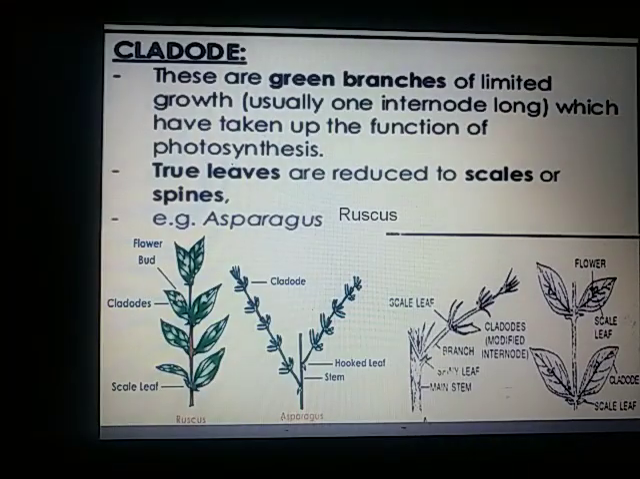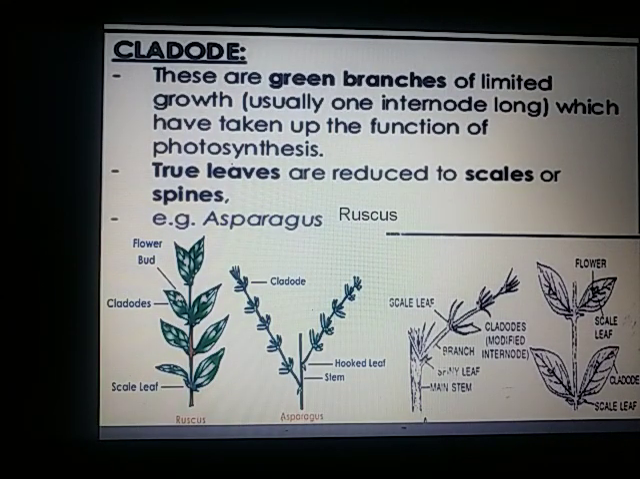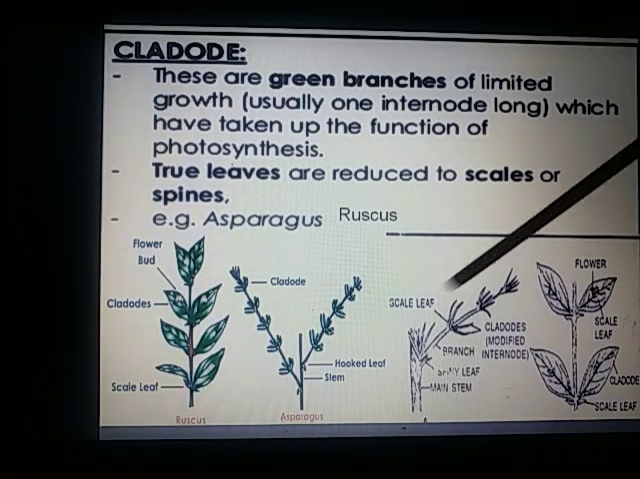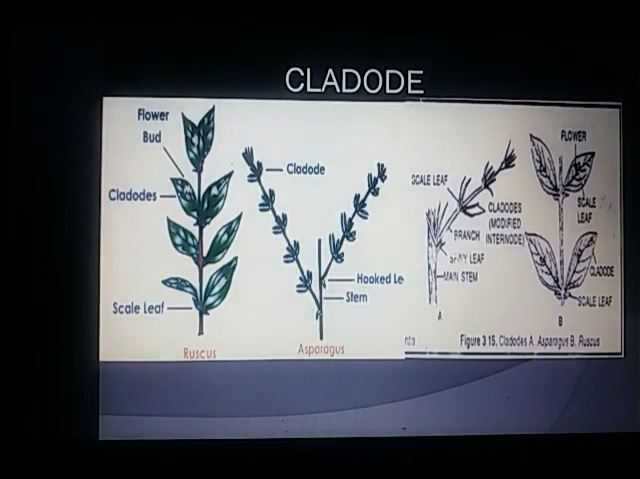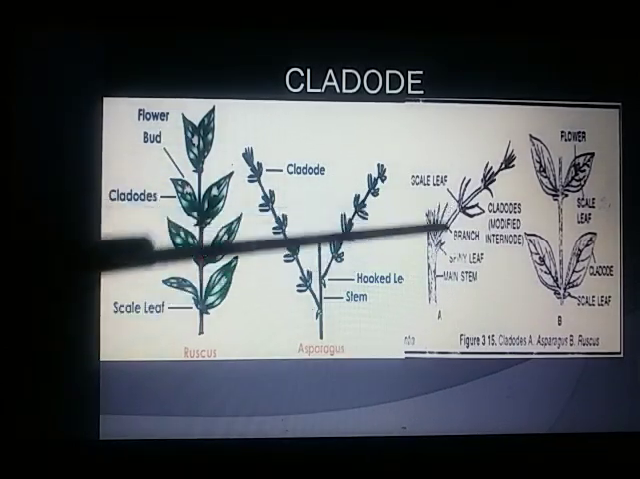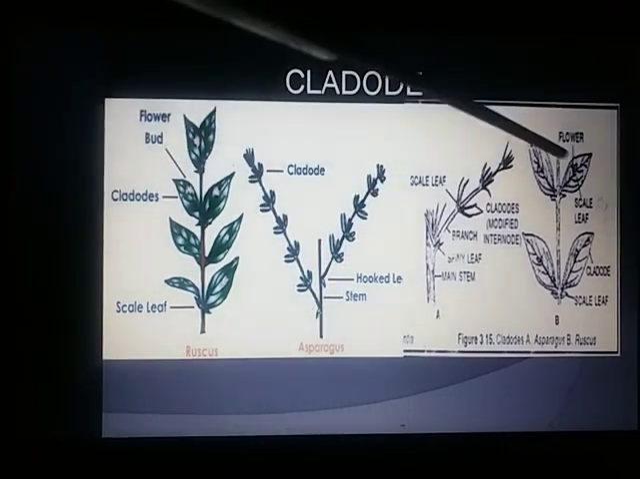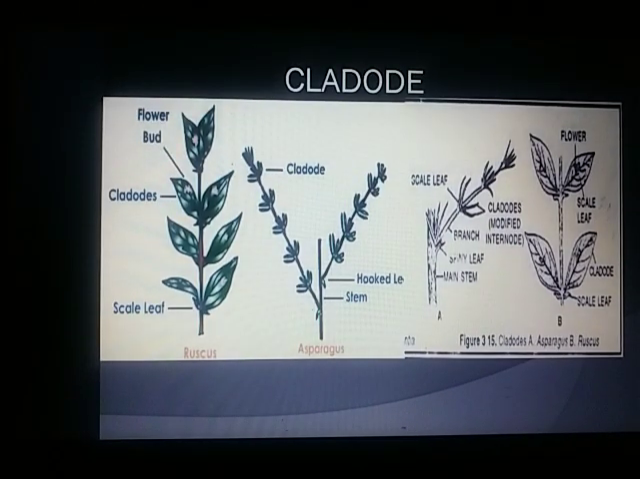The phylloclade of one internodal length is said to be called the cladode. And here there are two best examples. One is Asparagus and the other one is Ruscus. In Asparagus, the cladodes are needle-like structures, whereas in the Ruscus, the cladode is a leaf-like structure. In the center of the leaf-like structure, we have the flowers, which are unisexual flowers. So the best examples for the cladode are Asparagus and Ruscus.